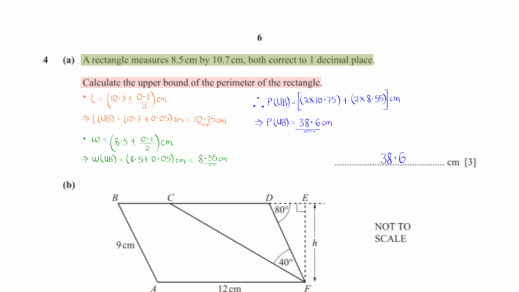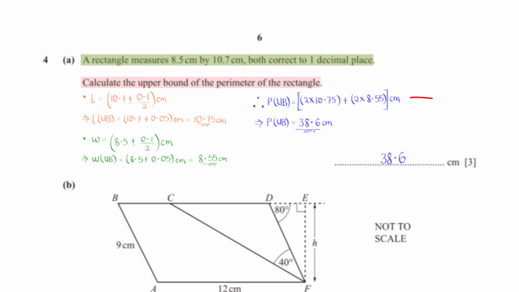Since we are correcting the length and width to one decimal place, we take plus and minus 0.1 and divide it by 2. To get the upper bound of the length, we ignore the minus. This leaves us with 10.7 plus 0.05, which is equal to 10.75 centimeters. For the upper bound of the width, we have 8.5 plus 0.05, which is equal to 8.55 centimeters.